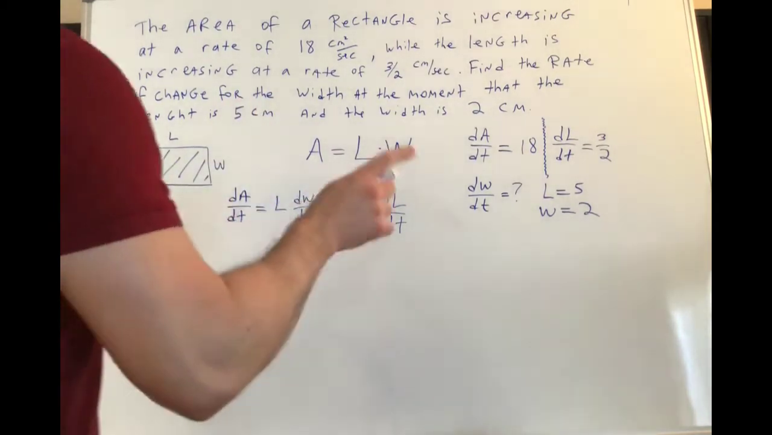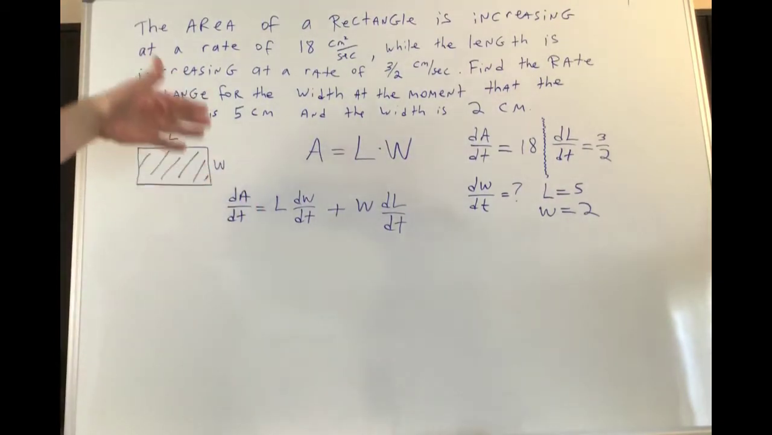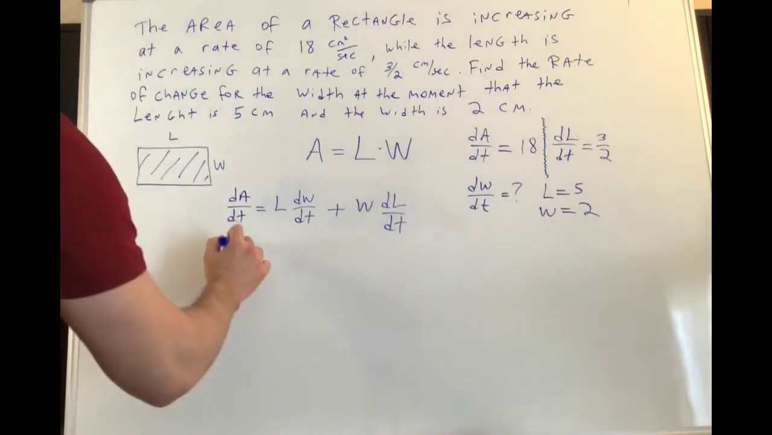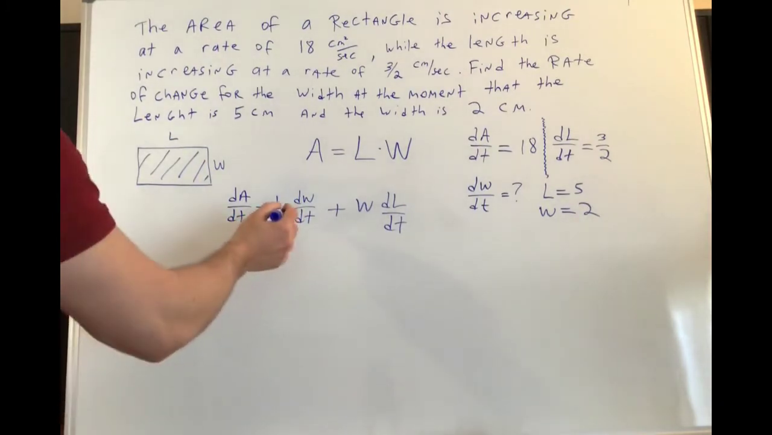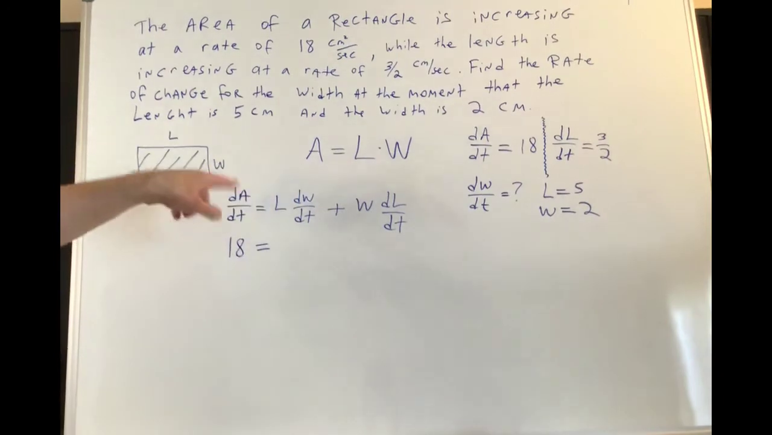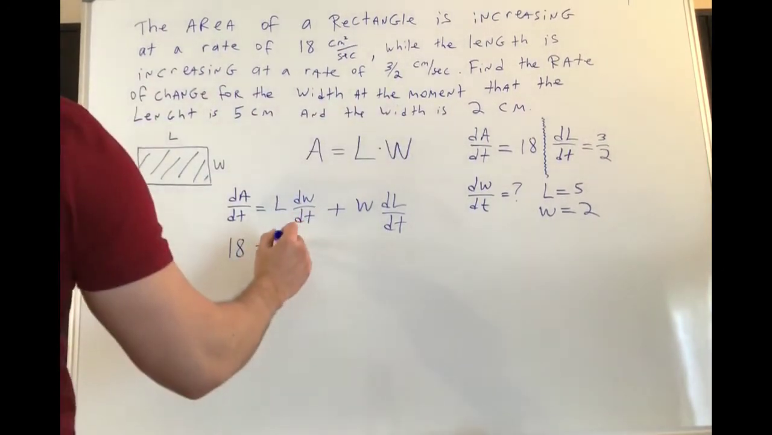Now I'm going to plug in everything that I know. I know that the area, what is dA dt? It's the rate at which the area changes. I know that that's 18. 18 what? Who cares? Centimeters squared. The length, remember, this rectangle is changing, but I froze it. I froze it at the moment in time that the length is 5.